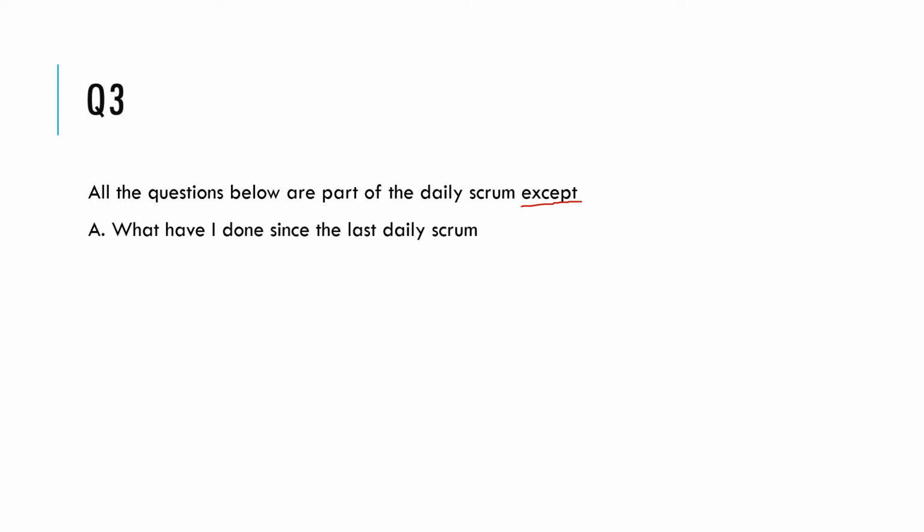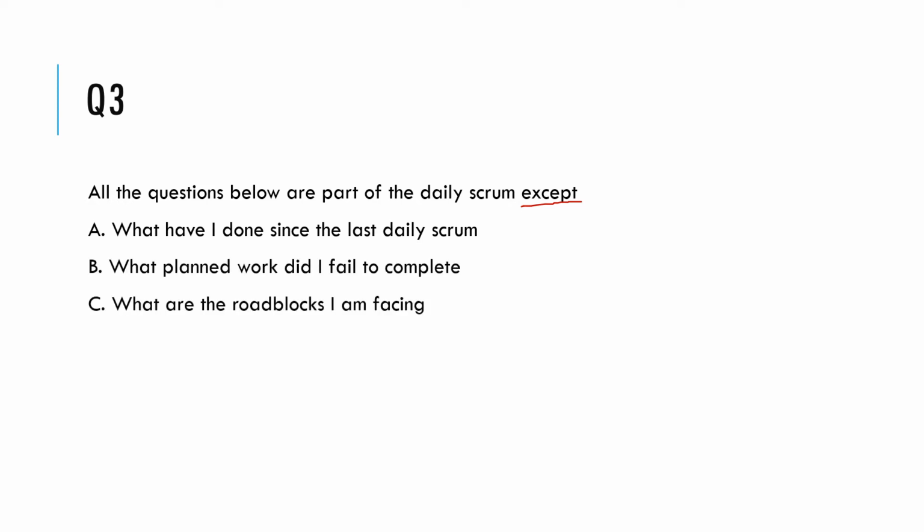What have I done since the last Scrum? Is this a question that you can expect an answer to in the daily Scrum meeting? What planned work did I fail to complete? What are the roadblocks I am facing? What will I do till the next daily scrum to meet the sprint goal? Now, do you remember the 3 questions that everyone in the daily scrum is supposed to answer? Those 3 questions, you can see them here. But there is one option which is not a part of those 3 questions, and that is option B.